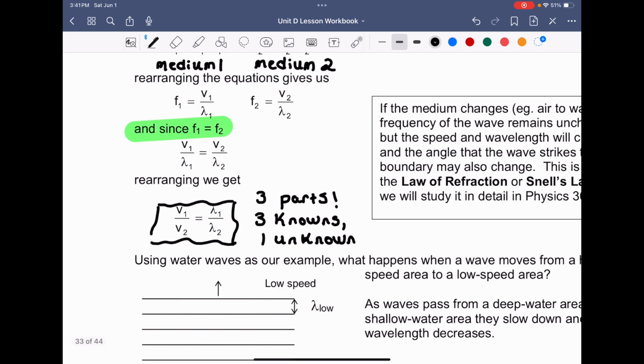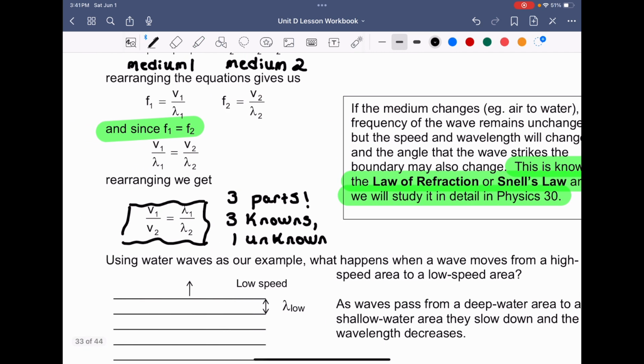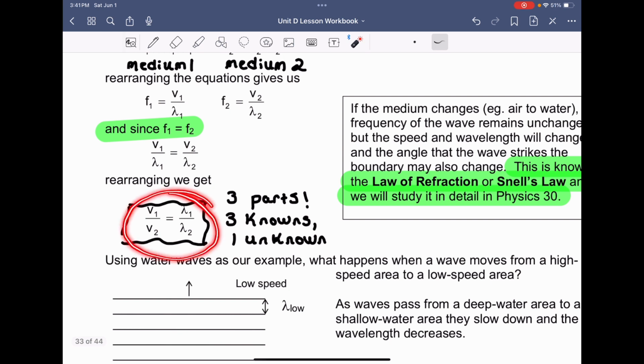Now, just as a little bit of a subnote, when we talk about this change in mediums, this is brought up a lot more at the physics 30 level, where we actually start dealing with the law of refraction, or Snell's law, which is studied in detail at that level. For us, we basically just need to use this equation very roughly, but even on your formula sheet, what you're going to see is that this equation actually has one more piece.